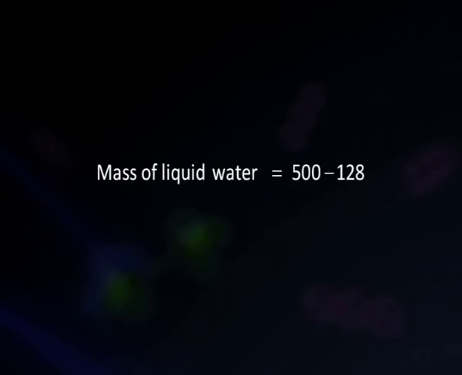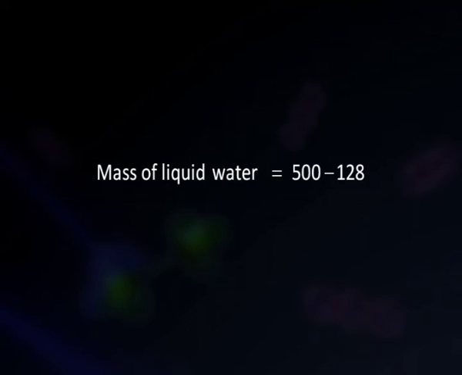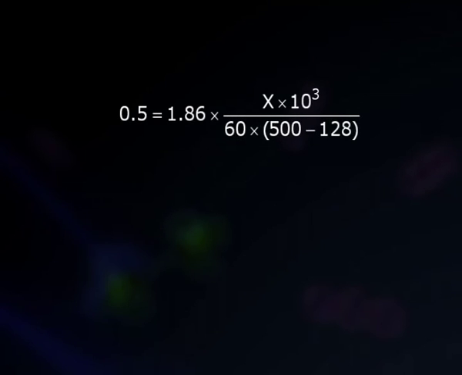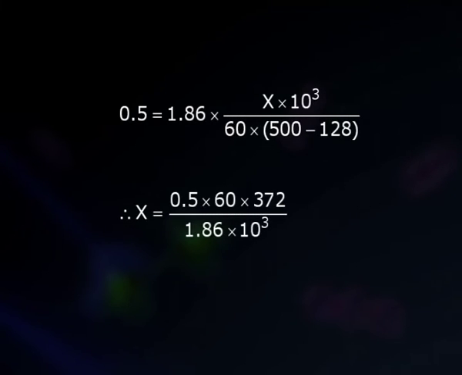1.86. Now, the mass of liquid water will be equal to 500 minus 128, because 128 grams of ice has been separated. So, 500 minus 128 is equal to 372. Putting all these values in the equation, we will get X equal to 0.5 into 60 into 372 upon 1.86 into 10 to the power 3, equal to 6 grams.